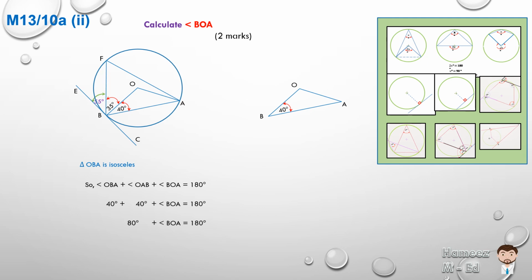We have one unknown in the line we just wrote, so we should be able to solve it. So angle BOA is equal to 180 degrees, and let's move the 80 from the left-hand side to the right-hand side. So it will subtract. So angle BOA would be equal to 100 degrees. That's the angle at the center.